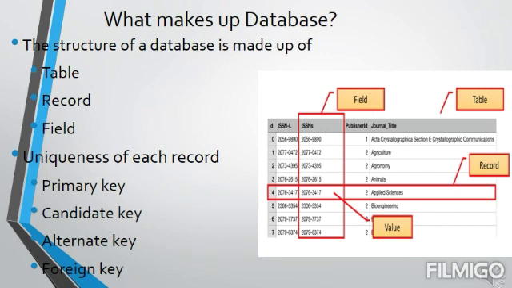A table is a collection of data about a specific topic, such as a telephone directory or a book collection in a library. A table is a basic element of the database. It organizes data into rows called records and columns called fields. So records and fields combined make up the table.